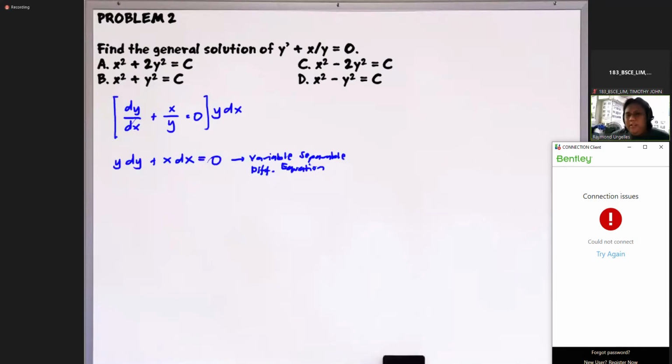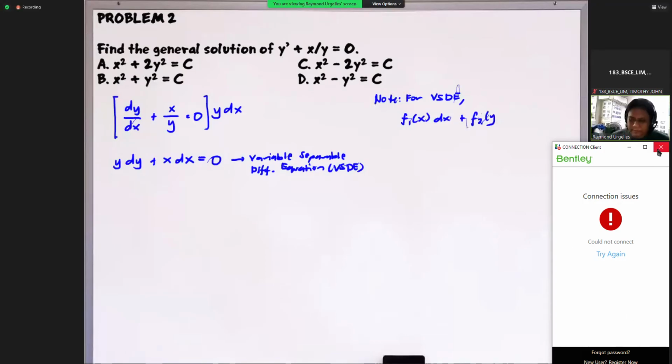What you need to remember is that in every term of a variable separable differential equation, we see only one variable. Even the differentials should be the same variable as the function multiplied to them. So in general, a variable separable differential equation, or VSDE, has this format: a function of x multiplied by dx, then a function of y.